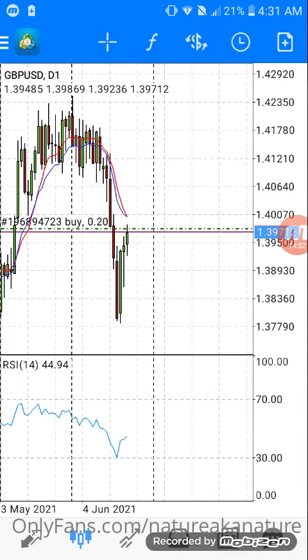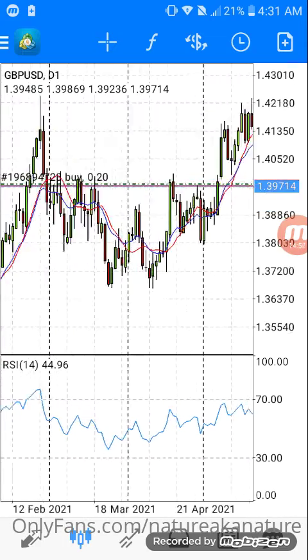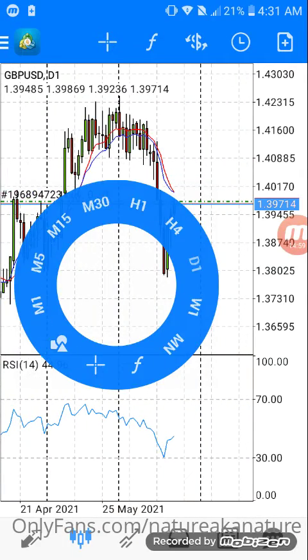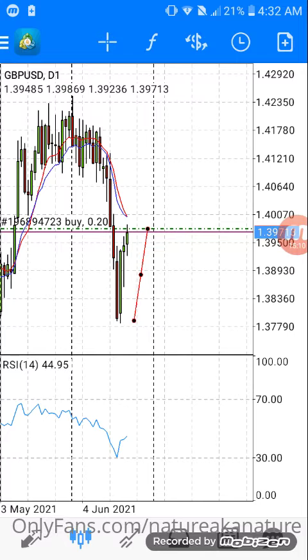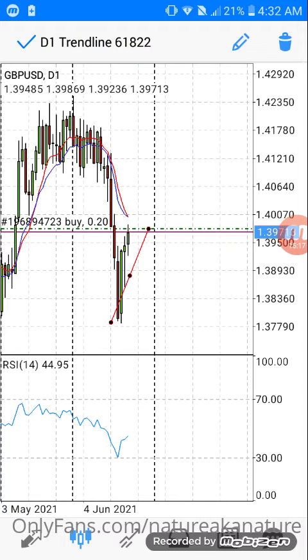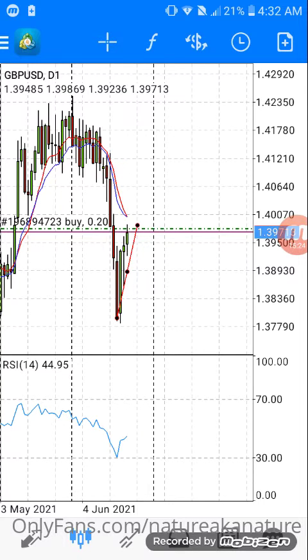TradingView, moving average, RSI, moving average crossover. You can also get a few more indicators on here. Like you can draw trend lines on here. You can draw a trend line. If the trend line doesn't fit, then it doesn't fit. Okay, but you can draw a trend line on here. You can do all types of stuff on here.